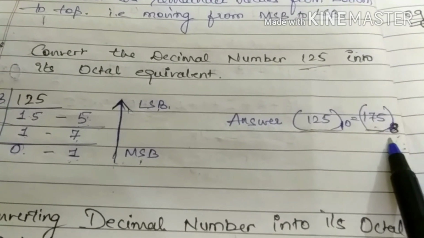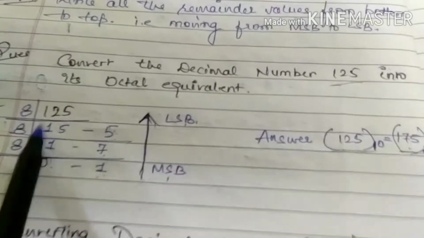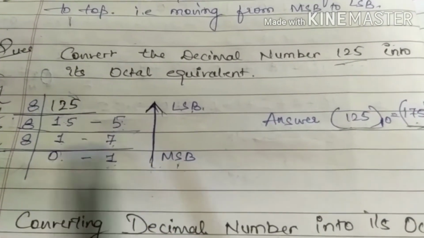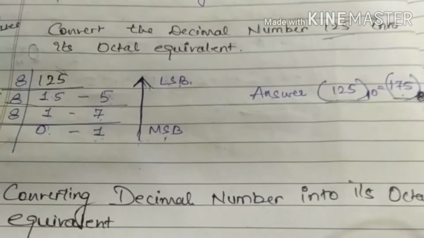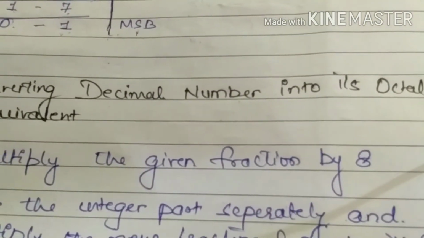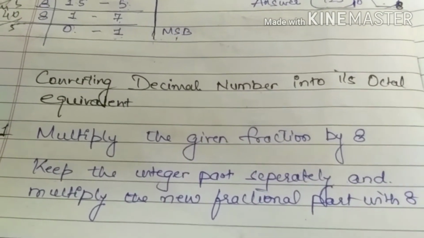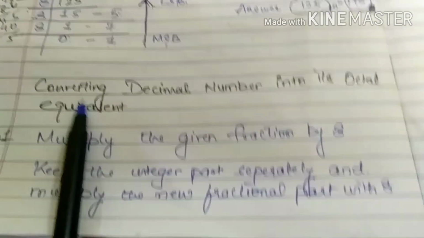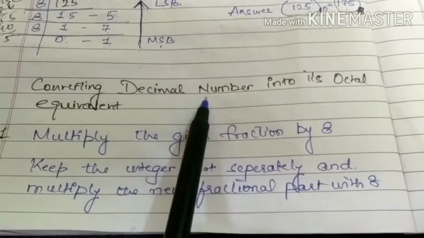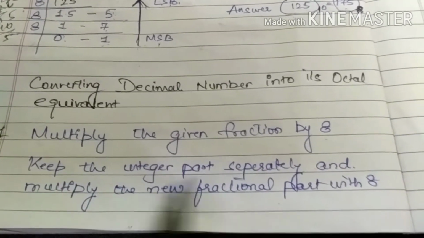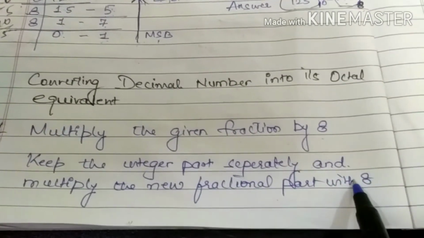Done? Now the same thing, this is only the integer part, right? Now if there is a decimal part also in the number, then what to do? Decimal part also. So this process will be the same. There in binary number we were multiplying, the positional value was what? 2 raised to power n. Here the positional value will be what? 8 raised to power n. So this is the step I have mentioned here. Converting a decimal number into its octal equivalent, what you have to do is multiply the given fraction by 8. Keep the integer part separately and multiply the new fractional part by 8 again. Let us see the example and you will understand.